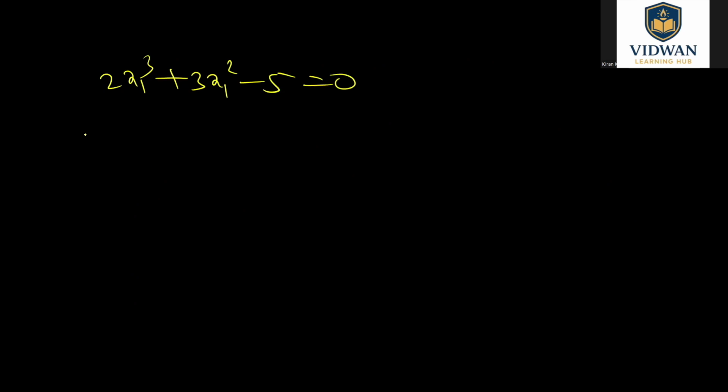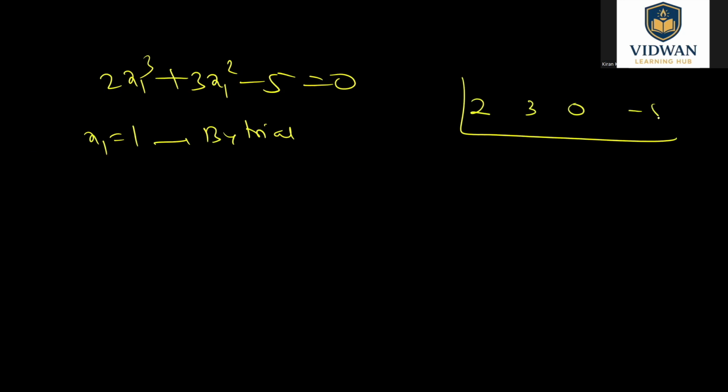To solve this, you can see x1 equal to 1 will satisfy. So by trial, you can guess one root. So x1 equal to 1 is one root by trial. For the rest of the roots, you can use synthetic division. So right here, the coefficient of x1 cube, then x1 square, x1 is not there so 0, and the constant. Usually the first root you try should be a factor of this constant. We already know one root, so I'll write 1. Carry this 2 down, then 2 into 1, write it here. 3 plus 2, 5. 5 into 1, 5. 0 plus 5 is 5. 5 into 1, again 5. Minus 5 plus 5 is 0.